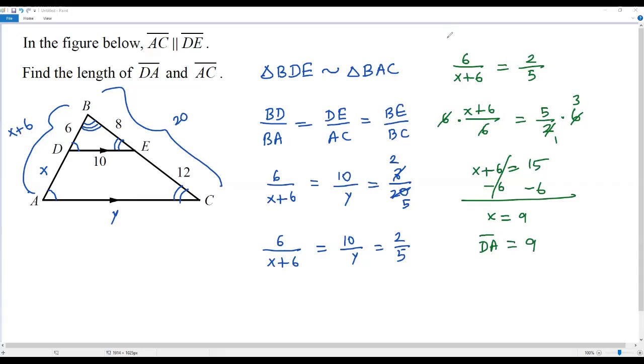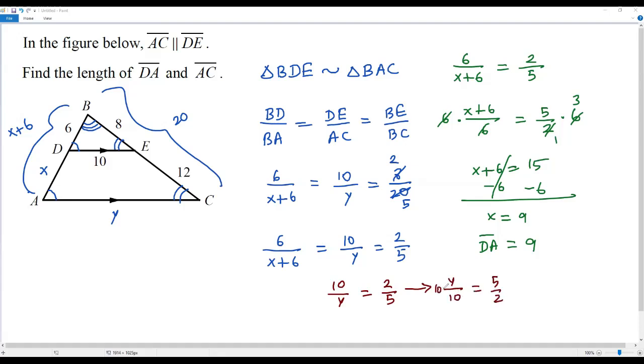Now what we can do is equate the second fraction and third fraction, because in the second fraction there is an unknown Y in the denominator. In the third fraction both values are known. Let me equate it. So 10 over Y equals 2 over 5. Now let's get the unknown to the numerator. For that I have to take the reciprocal on both sides. I'm getting Y over 10 equals 5 over 2.